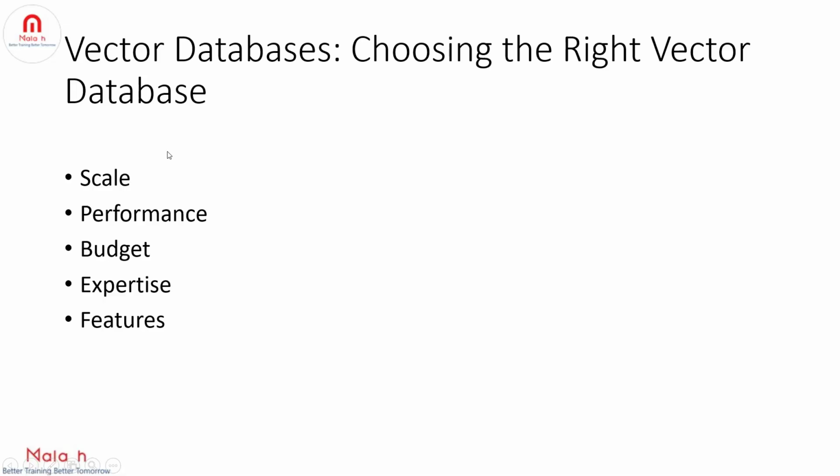So when you're trying to select a vector database, try to consider these factors. Scale, that means how many vectors will you store and search, right? Performance, that is, what are your latency requirements. Budget, what's your infrastructure and maintenance budget. Expertise, what is your team's technical capability. And features, do you need specific features like filtering or clustering, right? Keep all these factors in mind when you're selecting a vector database.